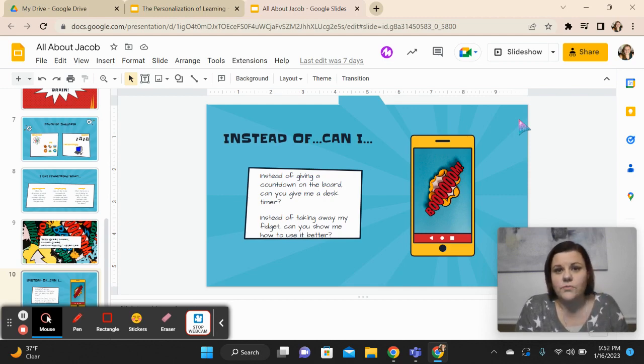I find that fidgets are a great resource for students that have that need. However, they can be a distraction, especially if they're being thrown in the air or thrown against a wall. They can be a distraction to a lot of different students in the classroom, and you don't want it to ever be a distraction. So, showing the students how to use the fidget properly instead of just taking it away when you feel they don't use it properly would be very effective.